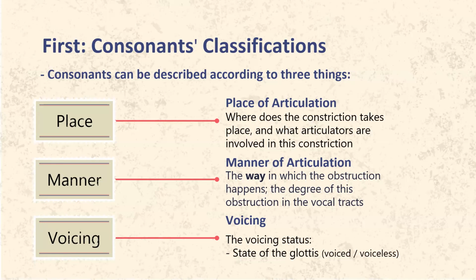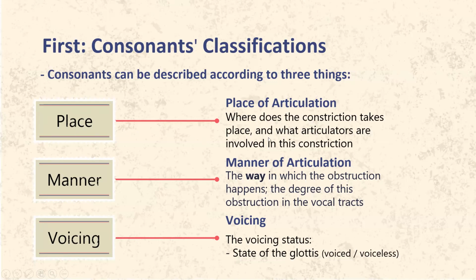We have the place. Okay, we have the manner. We have the voicing. The place, اللي هو المكان. Okay, the manner, اللي هي الطريقة. The voicing, اللي هو هل هو صوت مسموع أو صوت مهموس. I don't know what is the translation exactly, but I think it's something like that. First, we have the place.